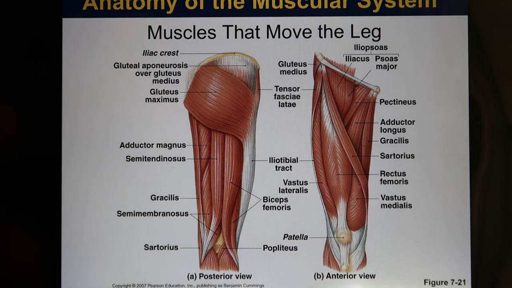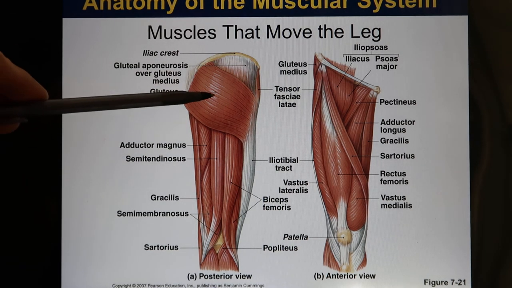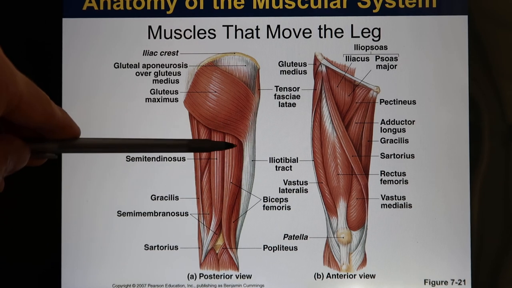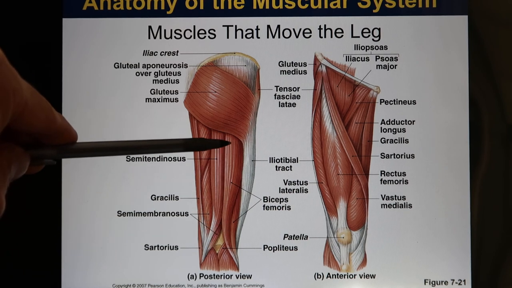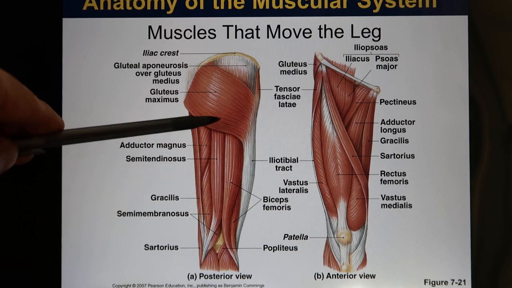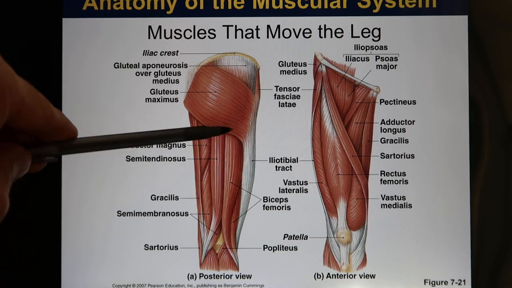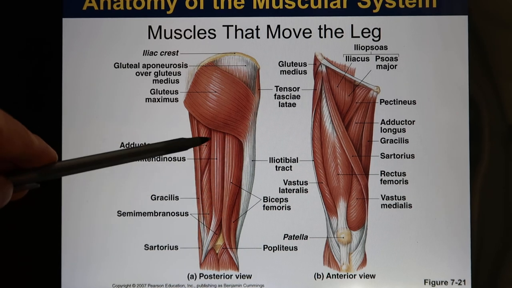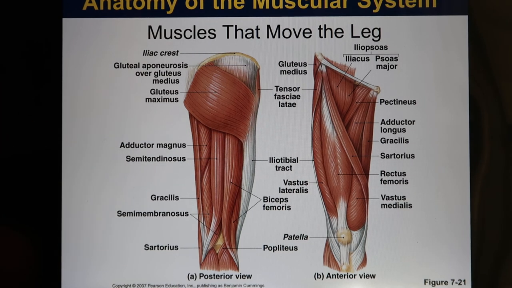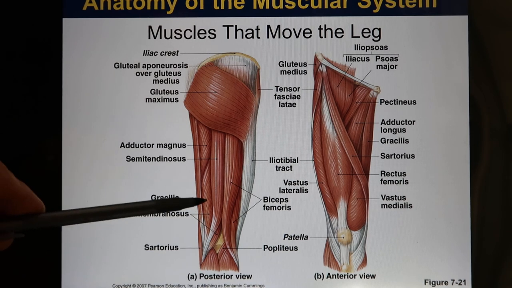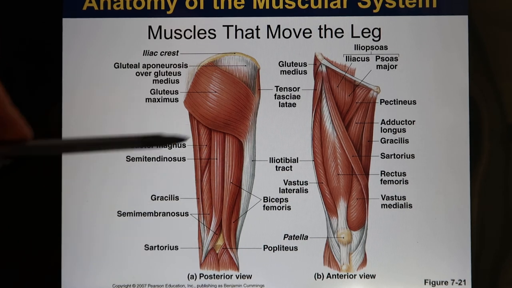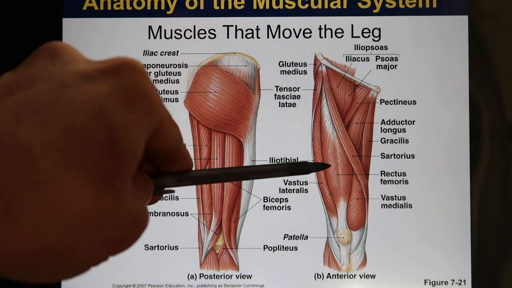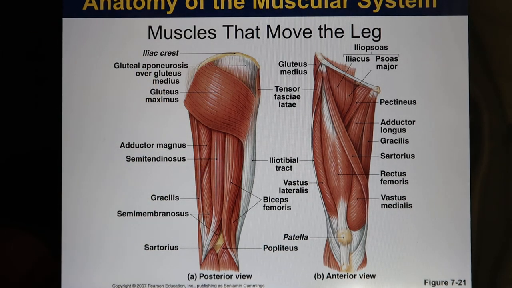Now the posterior view. In the posterior view, we talk about the gluteus maximus. And let's look at these two. This is called the biceps femoris. So in your body, you actually have two biceps: biceps brachii and biceps femoris. And this one is called the semitendinosus. These two are very similar. Biceps femoris is lateral. Semitendinosus is medial. And this one is called the semimembranosus. These muscles, we call them the hamstring muscles. So the anterior view has the quadriceps muscles, and the posterior view has the hamstring muscles.